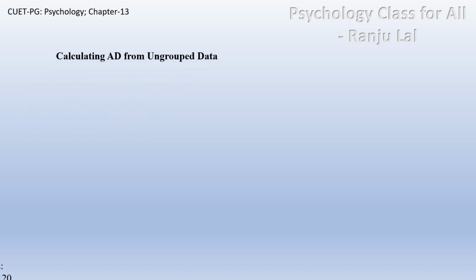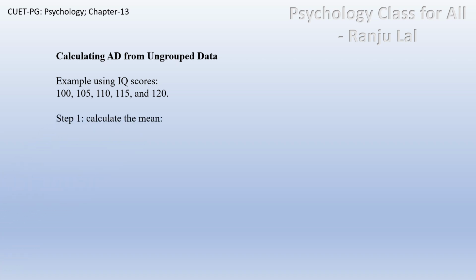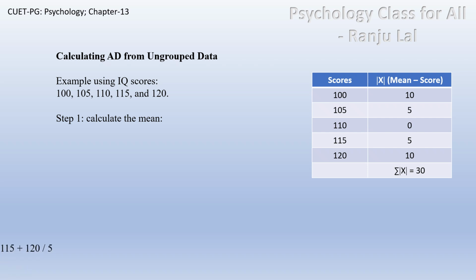Now calculating AD from ungrouped data with an example. I have taken an example of IQ scores. Scores are 100, 105, 110, 115 and 120. So the first step is calculation of the mean. Here the mean is the sum of the scores divided by the total number of scores, that is 5. So here the mean is 110.